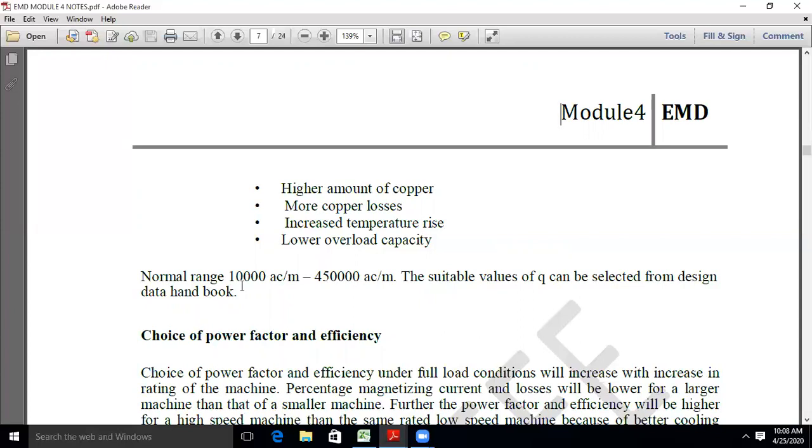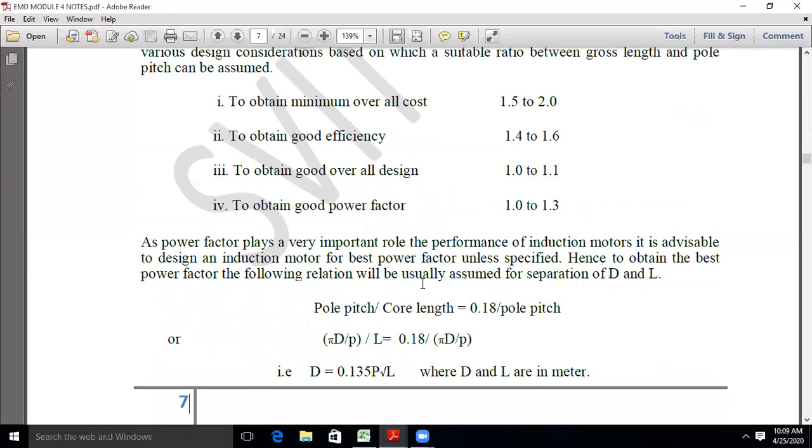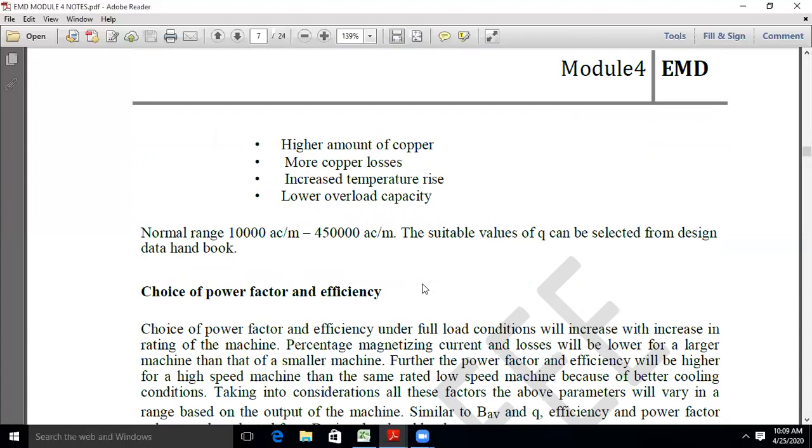The normal range of the specific electric loading is 10,000 ampere conductors per meter to 450,000 ampere conductors per meter. A suitable value of q can be selected from the design data handbook.